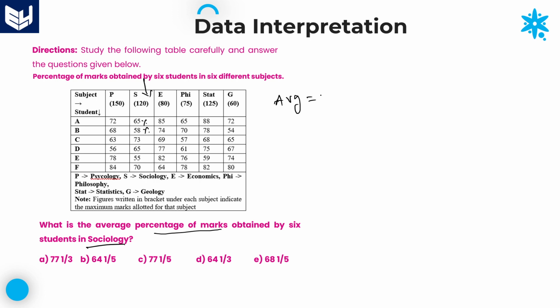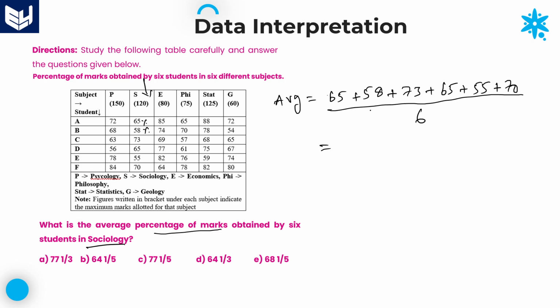Average in sociology is equal to, what are the values? 65 plus 58 plus 73 plus 65 plus 55 plus 70. What is meant by average? Sum of all the values divided by number of observations. Here in total we have 6 students, so the denominator value is 6. Now you can add all the values. What will you get here?